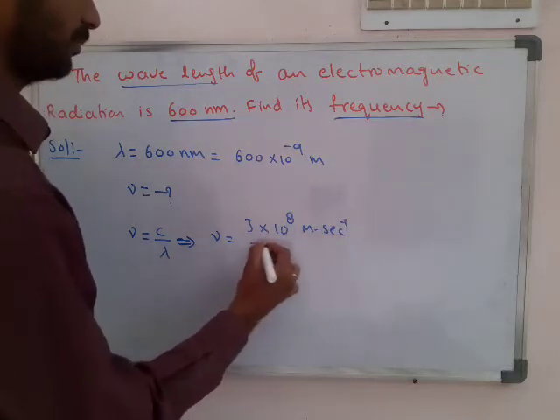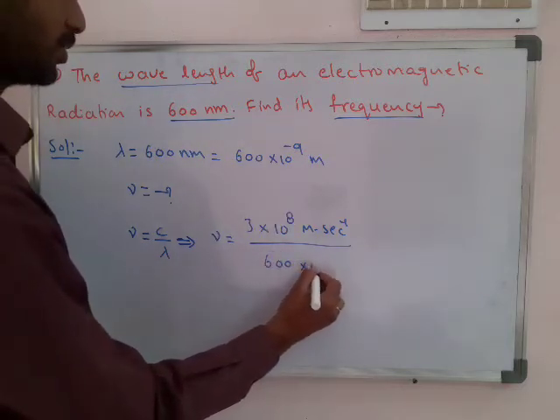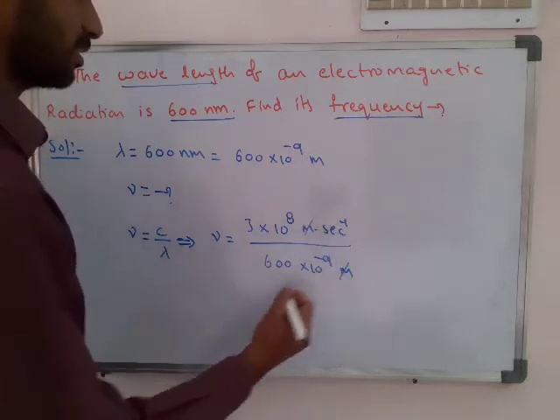That is what c is: 3 into 10 power 8 meters per second. We know that. What is the lambda? Lambda is 600 into 10 power minus 9 meters. Meters get cancelled.